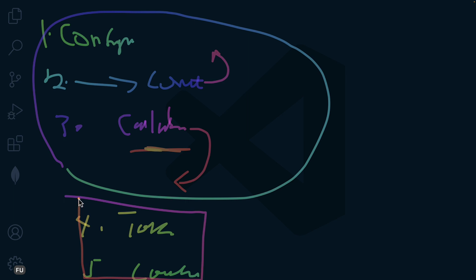So now that we know the flow, how it's going to work, the first step is that let's go ahead and configure Passport to use the Google OAuth.